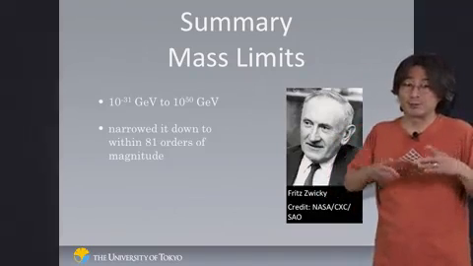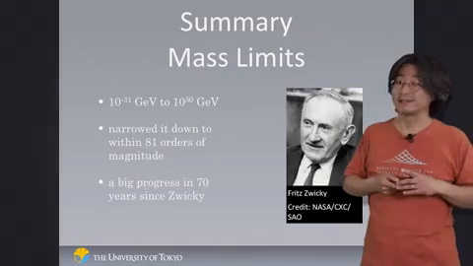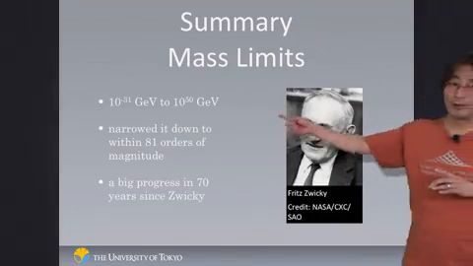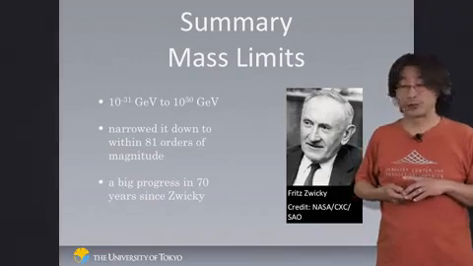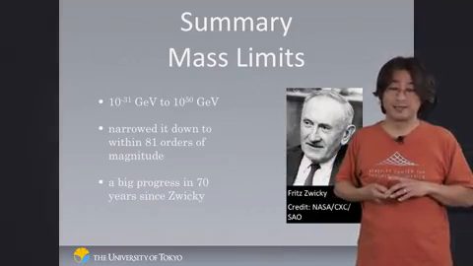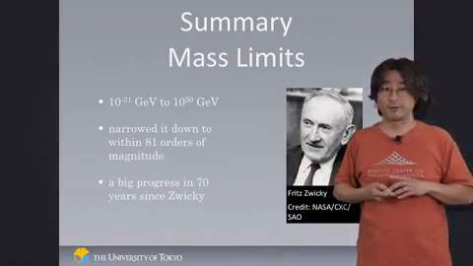And that's the progress we made in 17 years since Mr. Zwicky pointed out the possibility of dark matter in the 1930s. So the point here is that we actually know so little about the nature of dark matter. We have very little idea about the mass of the dark matter individually.